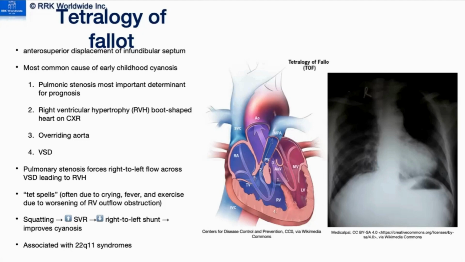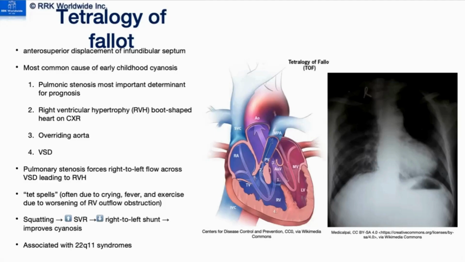And again, the right ventricular hypertrophy is going to look boot-shaped on chest X-ray, but we'll get to the chest X-ray. But just looking at this gross anatomic image, so you have one is your VSD, two is your right ventricular hypertrophy, three is your overriding aorta, and four is going to be your pulmonic stenosis. So you can see you're going to have the right ventricular hypertrophy, VSD, overriding aorta, and pulmonic stenosis.